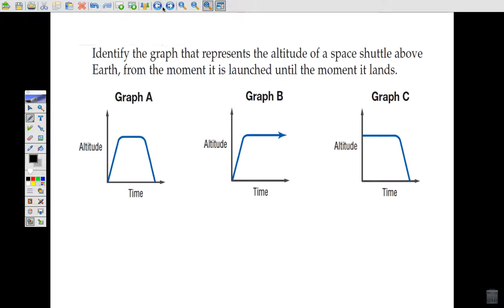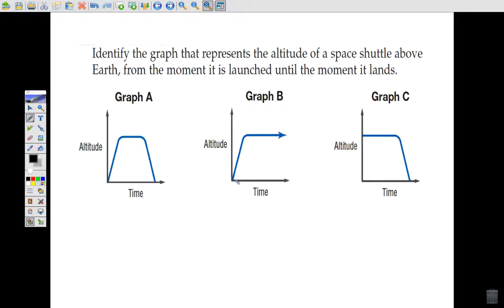Here's an example. It says identify the graph that represents the altitude of a space shuttle above Earth from the moment it is launched until the moment it lands. So let's think about this for a second. This one, we're talking about the height above the ground versus time. So if we look at the middle one, it looks like you're starting off at ground level, or sea level, or whatever you want to call it. You're on the ground. You're going to increase altitude, and then all of a sudden you just maintain that same altitude.